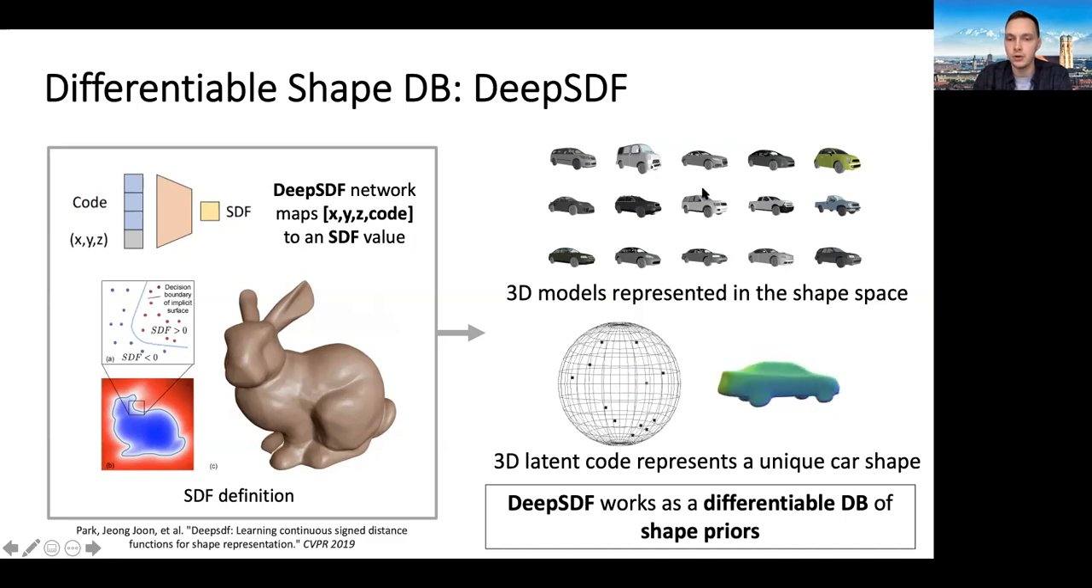For our application, we encoded all the latent codes on the surface of a sphere, and you saw the image of how it moves. Each point represents a car shape, and this is all inside one network that is lightweight as well.